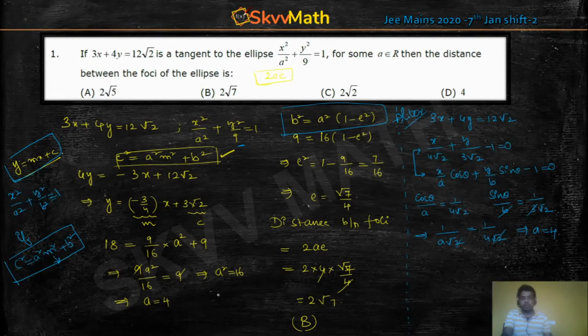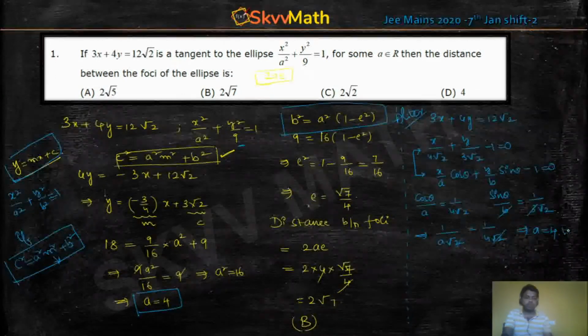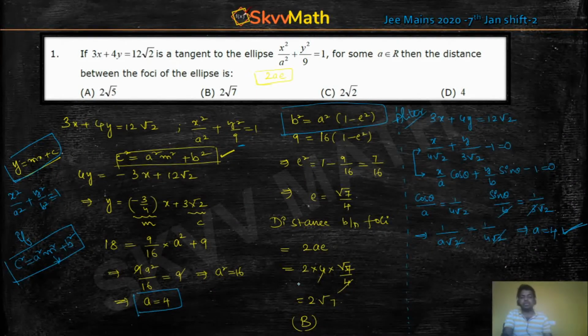The same thing you got using c² = a²m² + b²: a = 4. So here also I got a = 4. From now onwards, the rest of the problem will be the same. Only finding the value of a can be done in an alternative way. After getting that a value, again we substitute it in the formula b² = a²(1 − e²) to get the e value. After getting the e value, you do the same thing. The only difference in these two methods is finding the a value.